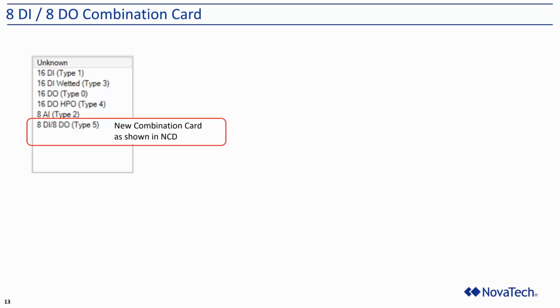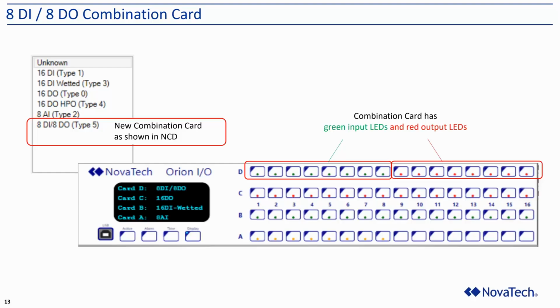If we dive a little more into the 8 discrete in, 8 discrete output card, one thing you'll see on the front of the Orion I/O are the sets of LEDs. The first 8 LEDs are going to be green LEDs for those discrete inputs. And the second set of LEDs on that same card slot are going to be red LEDs for the outputs.